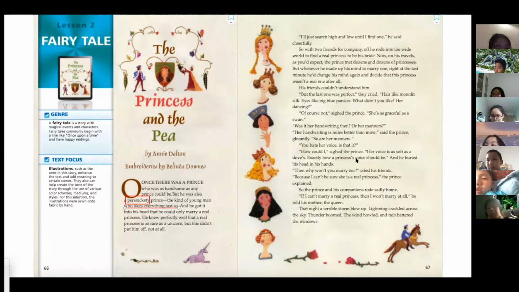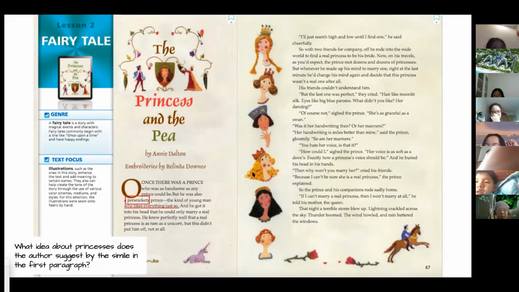Minnie? How is the prince persnickety? Because he likes everything just so, so he only wants to marry a real princess. He only wants to marry a real princess.